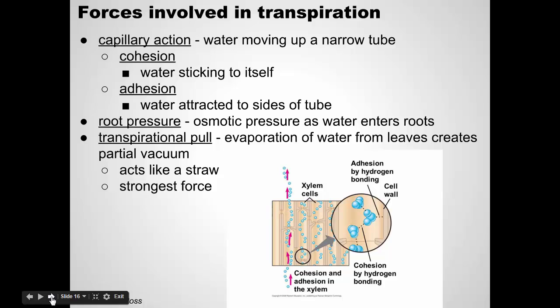There's also pressure from the roots. As water's entering the roots through osmosis, that exerts pressure, forcing water molecules up into the xylem. And then there's also a pulling force. As water evaporates from the leaves, it creates a partial vacuum that sort of acts like a straw, sucking water up this tube. And so those forces allow water to move up the stem of the plant. It's a mixture of all those forces together.